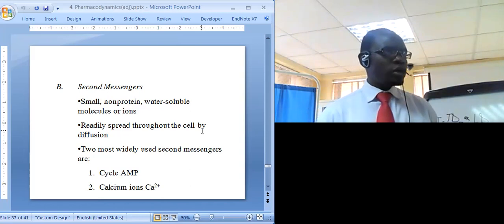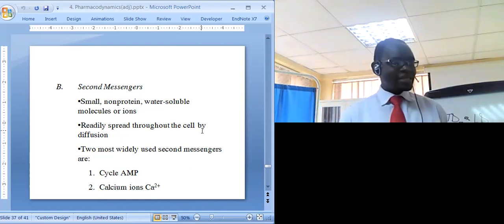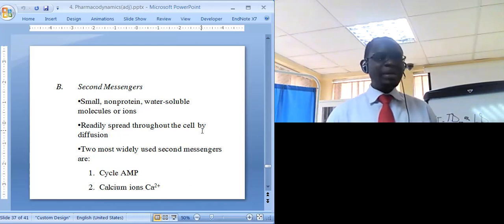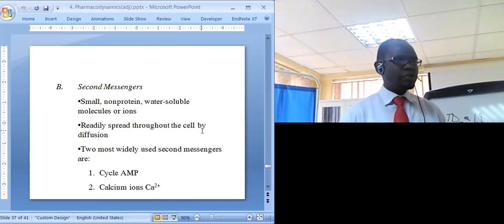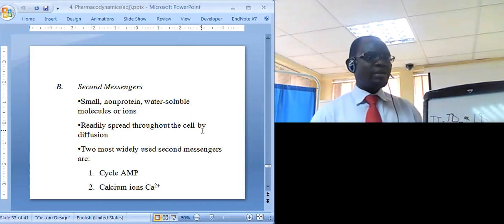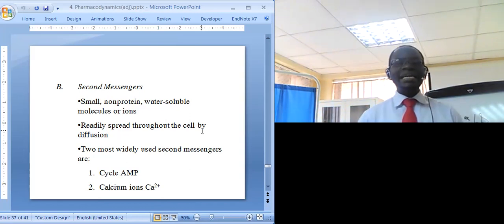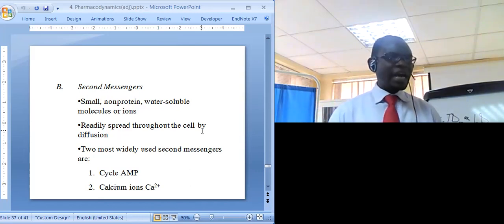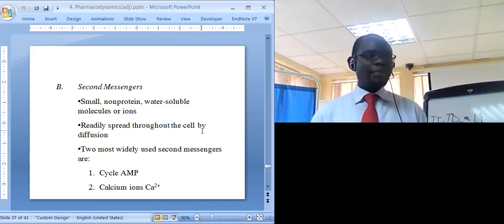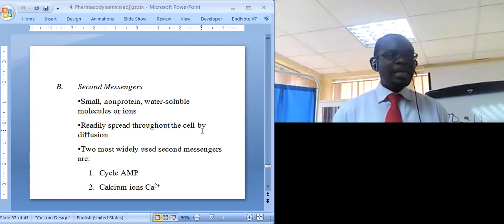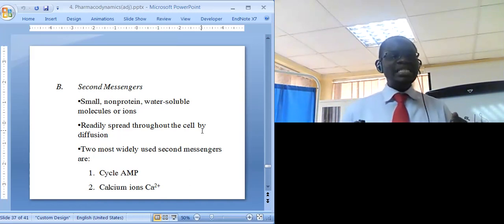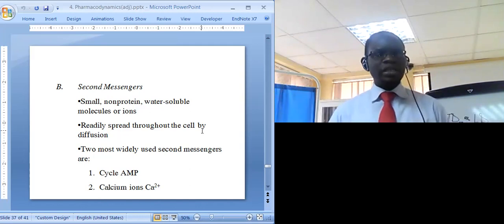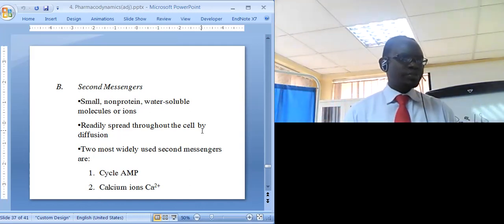These are small non-protein water-soluble molecules or ions, and they rapidly spread throughout the cell by diffusion. The two most common second messengers are cyclic adenosine monophosphate, or cyclic AMP, and calcium ions. Especially with G protein, the second messenger is cyclic AMP. It is the one that is produced, and once it is produced, it disperses throughout the cell to bring about changes.